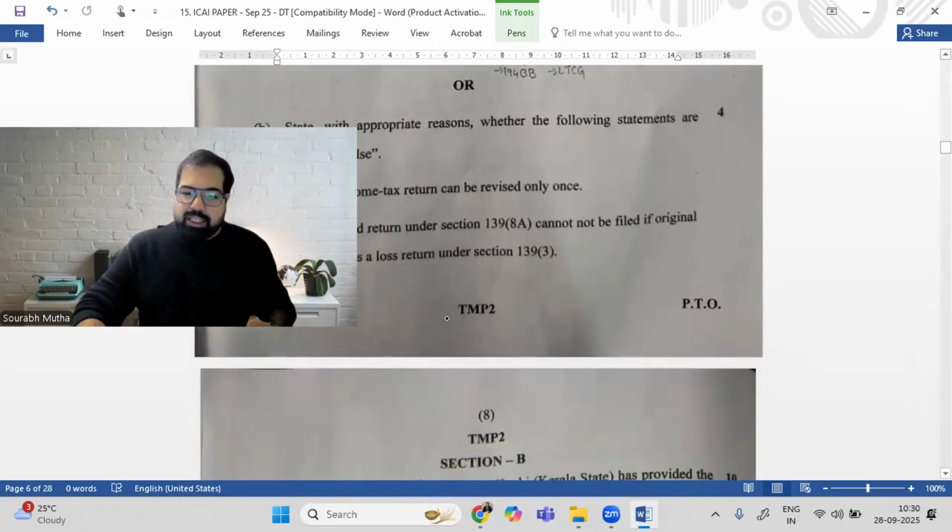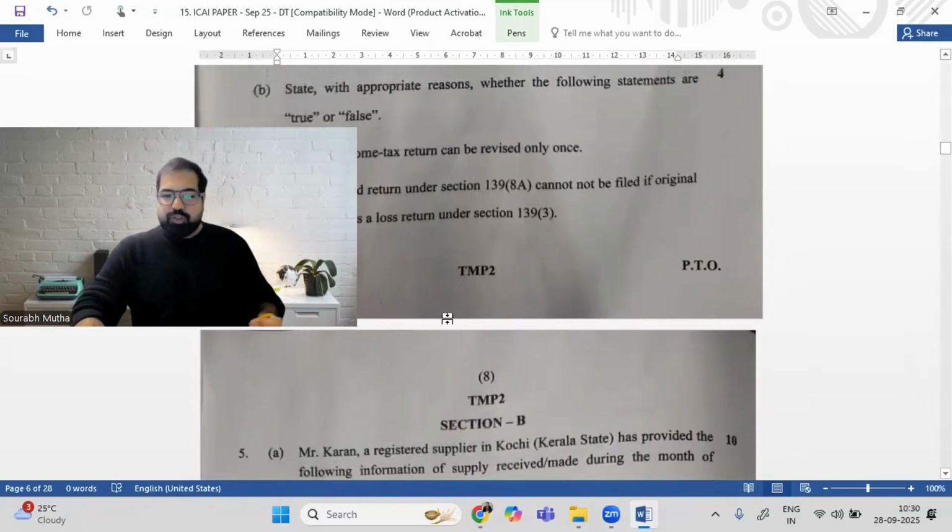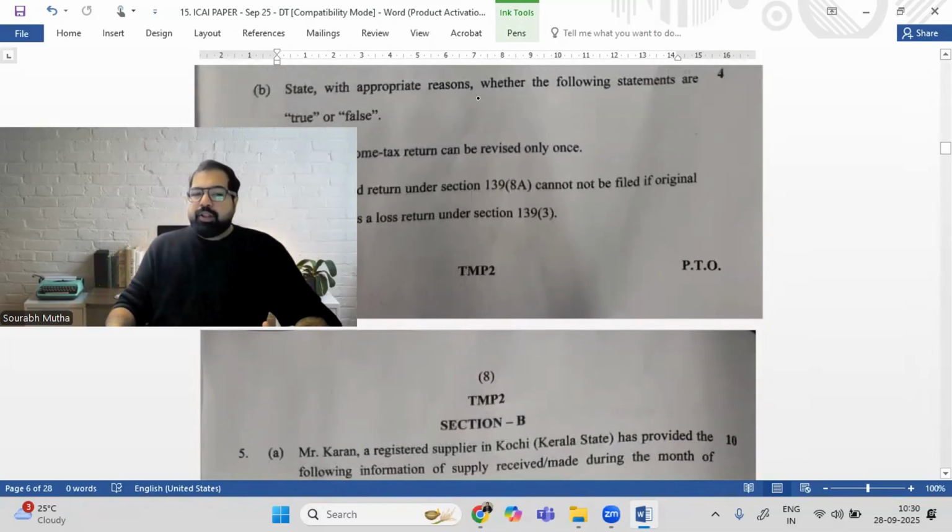We'll move ahead to the last one. This is point number B before we go to GST. State with proper reasons whether the following statements are true or false. That's it. True or false? Yes, but you have to give reasons also, guys. An income tax return can be revised only once.